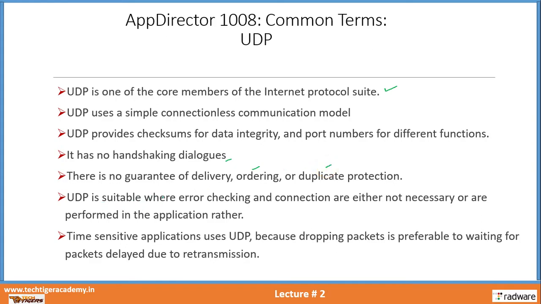UDP is suitable where error checking and connection are either not necessary or are performed in the application rather. So any application running on top of UDP, take an example DNS, right? Take an example any other application which is running on top of UDP. It's the responsibility of that application to ensure the ordered delivery and the retransmission and all that. Time sensitive applications use UDP such as live streaming.